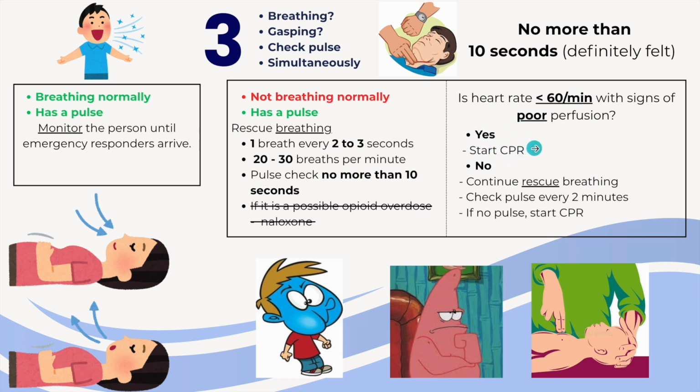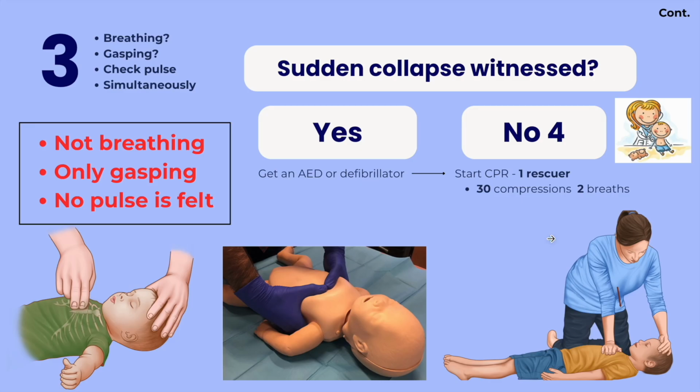So let's not forget that the patient is not breathing normally and has a pulse, and if the rate is higher than 60 per minute, we will continue giving rescue breaths. Check for a pulse about every 2 minutes. If no pulse, start CPR. Then we need to ask a question: was the sudden collapse witnessed? If yes, activate the emergency response system if not already done and get the AED. If the collapse was not witnessed, start CPR with cycles of 30 compressions to 2 breaths.